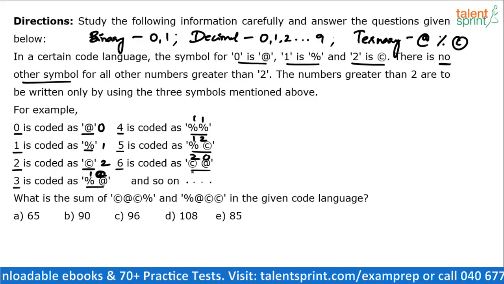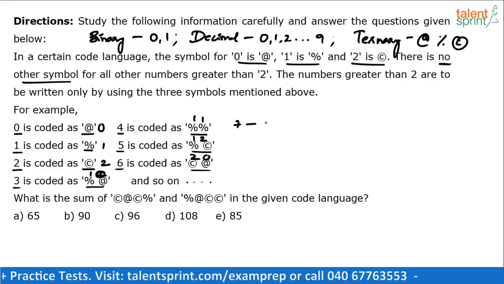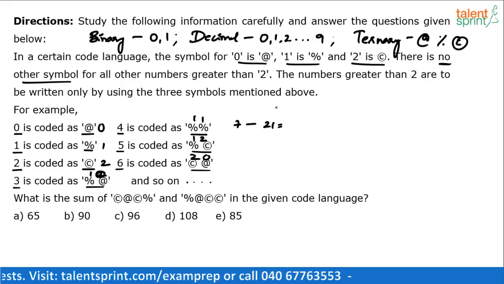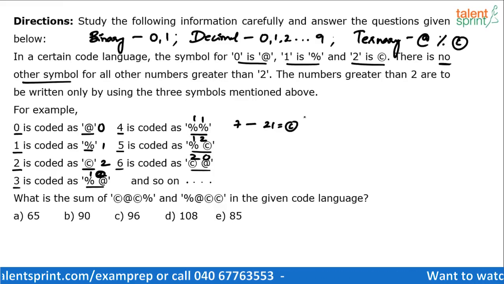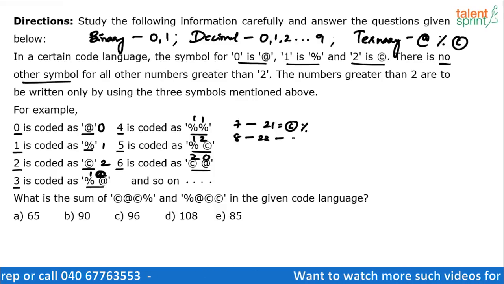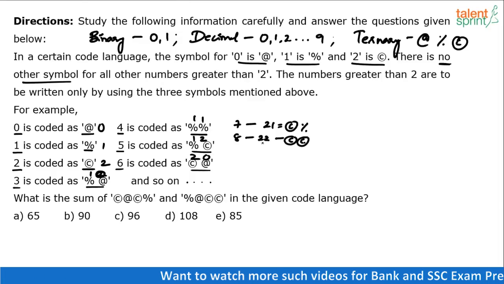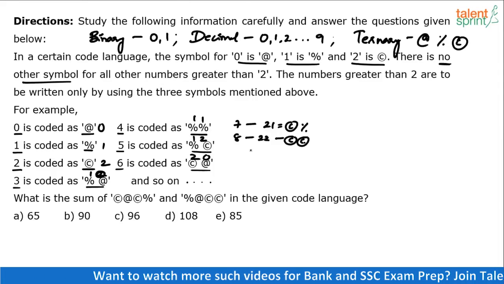So can somebody tell me what 7 will be coded as? 7 will be coded as 2, 1, which is equivalent to © for 2 and % for 1. 8 should be coded as 2, 2, which is ©©. You understand? I'll use only 2's, 1's and 0's. I'll not use anything else.